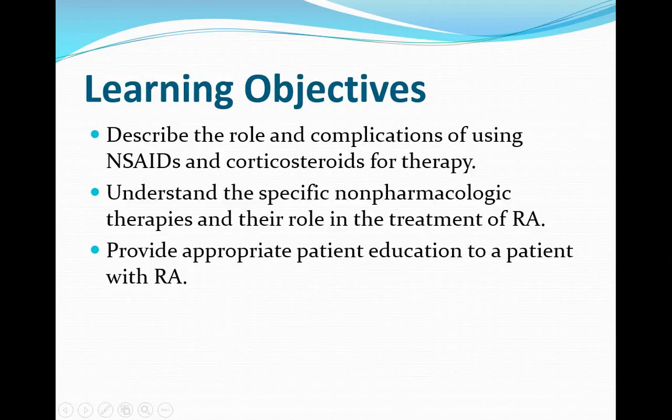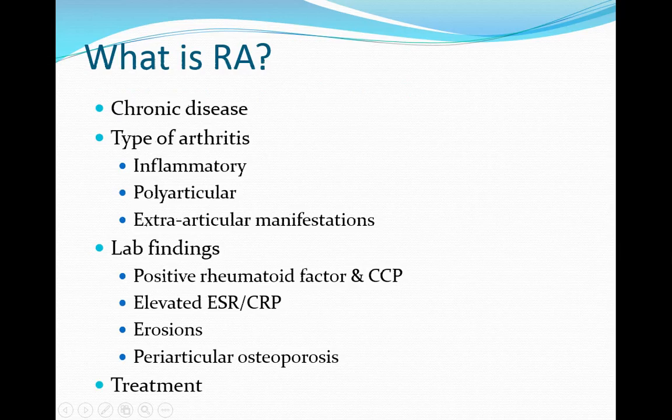So we're going to use non-steroidals, we're going to use steroids, but we're going to use primarily what are called DMARDs. DMARDs are disease-modifying agents. And you, as a pharmacist, are going to be able to provide the appropriate education to the patient on these drugs. So first of all, what is RA?